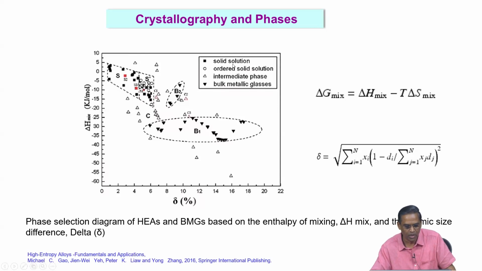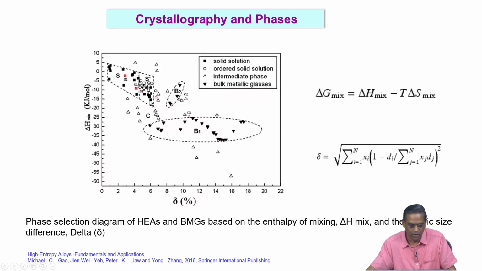And if you look at the area enclosed by S prime, it clearly shows both solid solution as well as ordered solid solution, which is the open circle. I hope you are able to see that on the screen. What is the difference? You have a slightly higher atomic size difference here, which is clearly demarcated from the solid solution boundaries. But here you have both ordered solid solution as well as disordered solid solution.